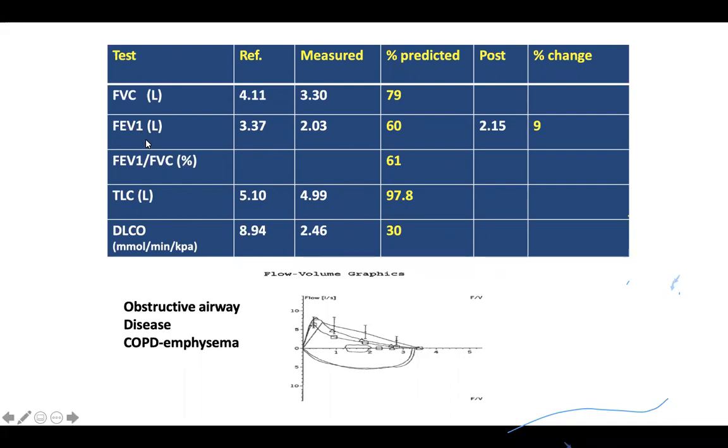Again, similar to the previous thing. So here also the DLCO is affected significantly. So it is an obstructive pulmonary lung disease, airway disease based on this. It could be a COPD or an emphysema because the DLCO is very low.